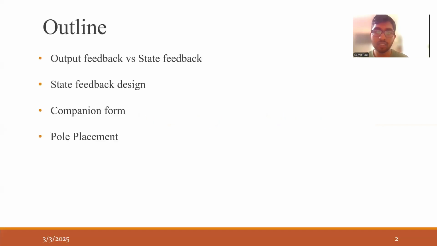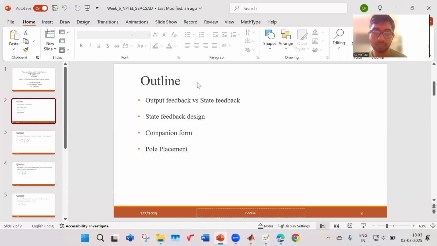So the week 6 is mainly related to the concept of pole placement, and we will be looking into it. Today, what Sir has taught in this week was what is output feedback versus state feedback. And then he has taught how we do state feedback based design, and how companion form representation of a state space system makes it easier when we are doing state feedback based pole placement design. And then also there is the concept of pole placement and where do we place the poles. All right, so let us begin.